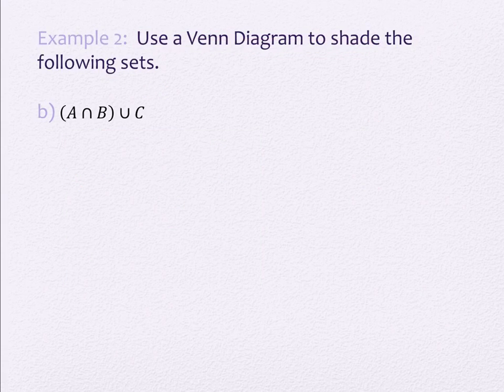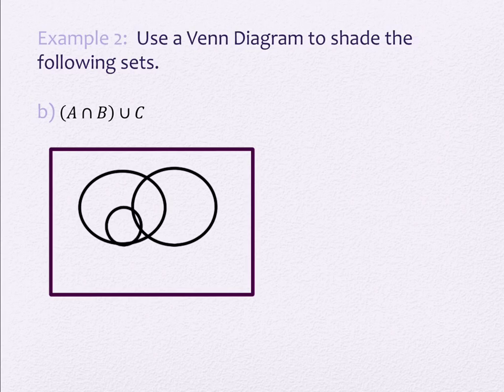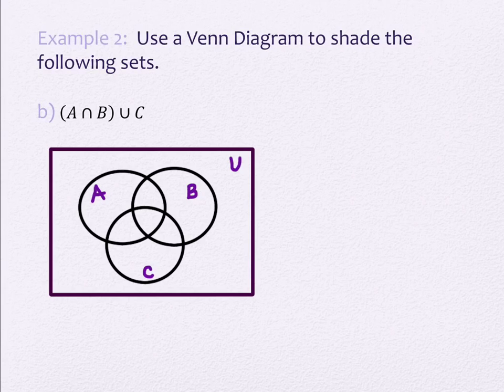Okay, let's try one that's a little bit more difficult because it's got 3 sets, which means I need 3 overlapping circles. So it looks something like this. It looks like an abbreviated Olympics rings or something like that. Again, there's nothing special about my labeling. I tend to label top left, kind of like you're reading from left to right, A, B, and C at the bottom. And the universal set U is on the outside.